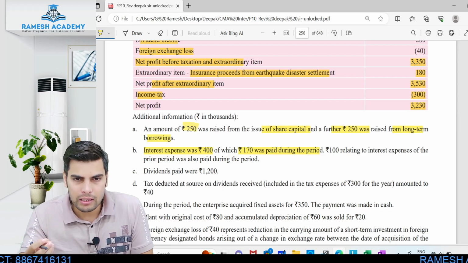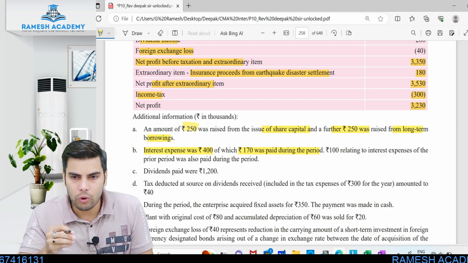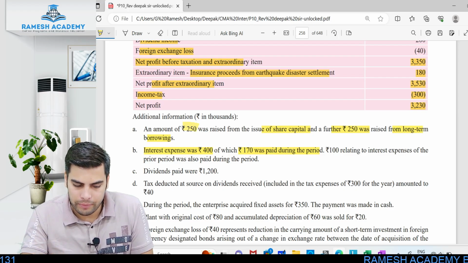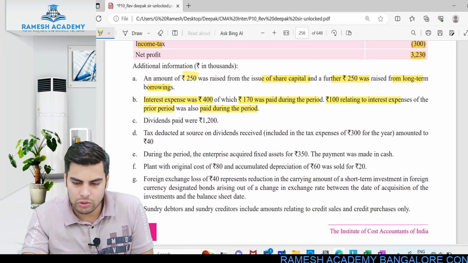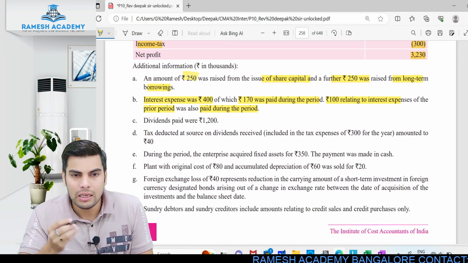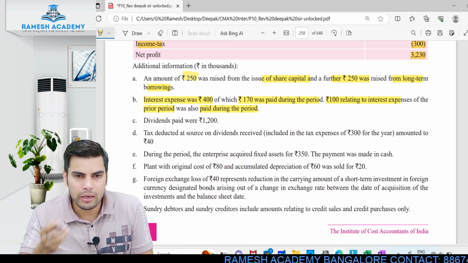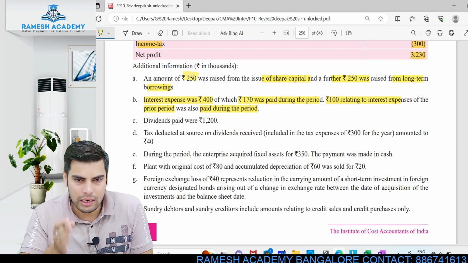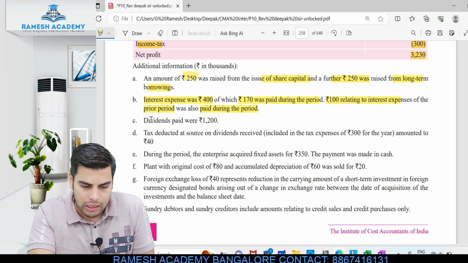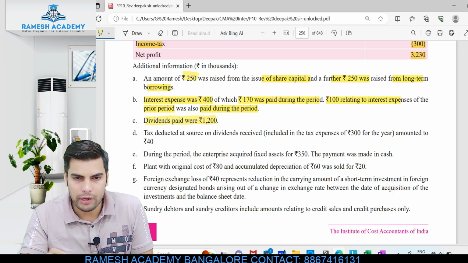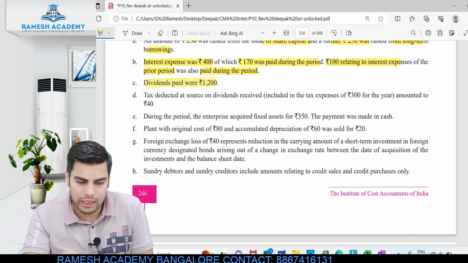So when you are preparing the cash flow statement, you will be focusing only on the amount which was actually paid. 100 rupees relating to interest expenses of the prior period was also paid during the year. So 100 rupees relating to last year. When we are preparing the cash flow statement, it doesn't matter whether the transaction is related to the current year, last year or even next year. Any amount which we pay, we will just show it. Then dividends paid was 1,200. This would be cash outflow from financing activity.